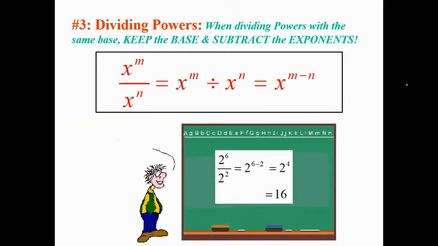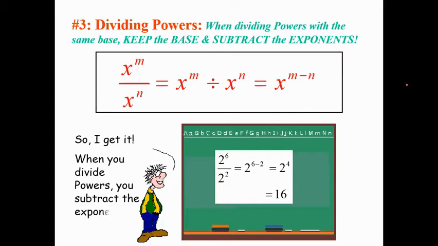Let's take a look at an example. So here I have 2 to the 6th power divided by 2 to the 2nd power. So 2 is my same base, so I have 6 minus 2, which is equal to 2 to the 4th, which is equal to 16. Okay? So when you divide powers, you're going to subtract the exponents. All right, we're going to look at some examples here.